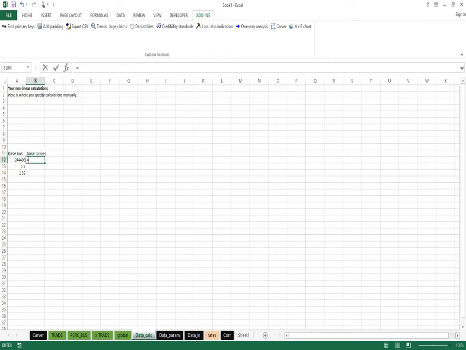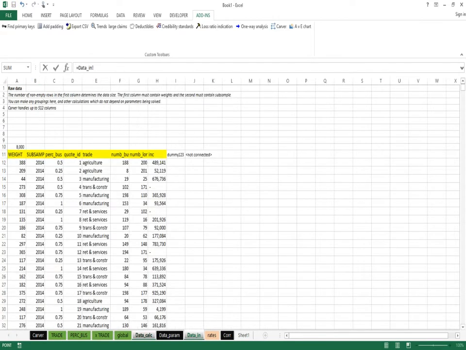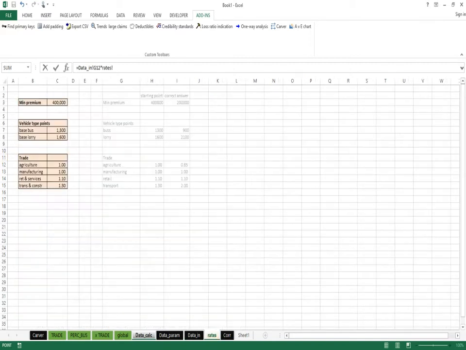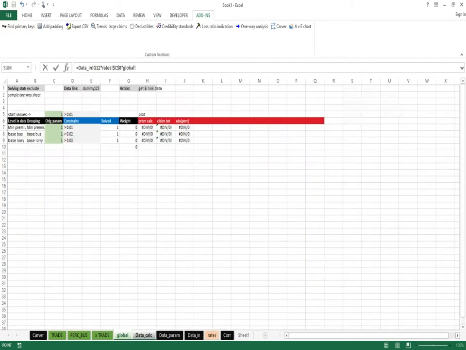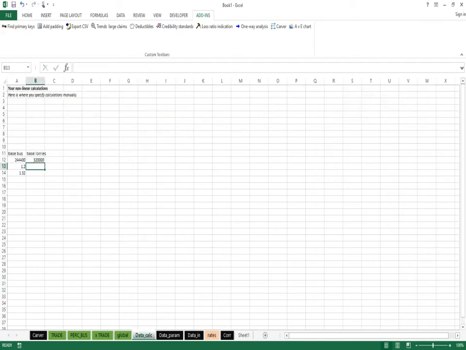So base rate for lorries is number of lorries times the lorries rate times the lorries rate modifier, which you have here. Okay, now the total premium is buses plus lorries times the trade multiplier.